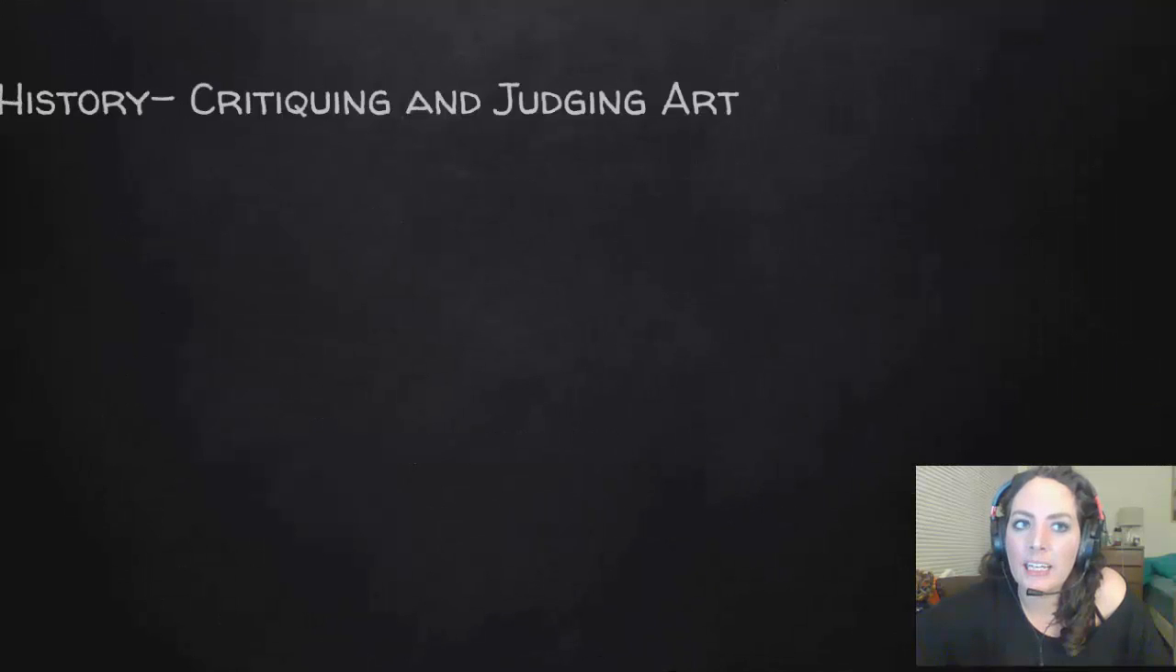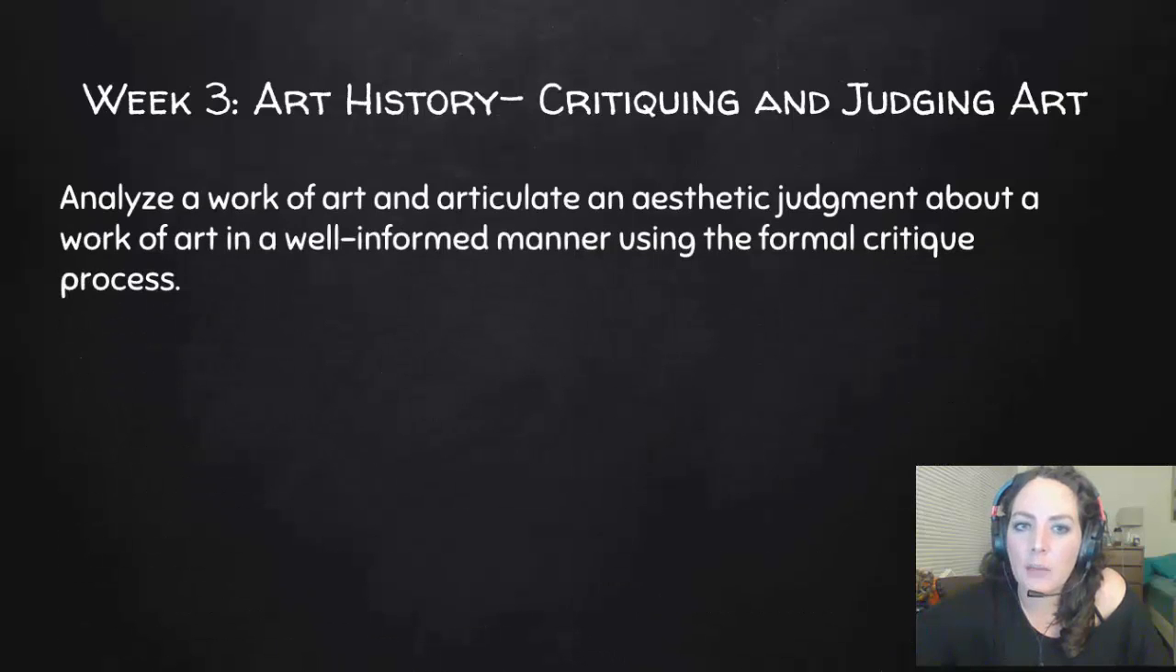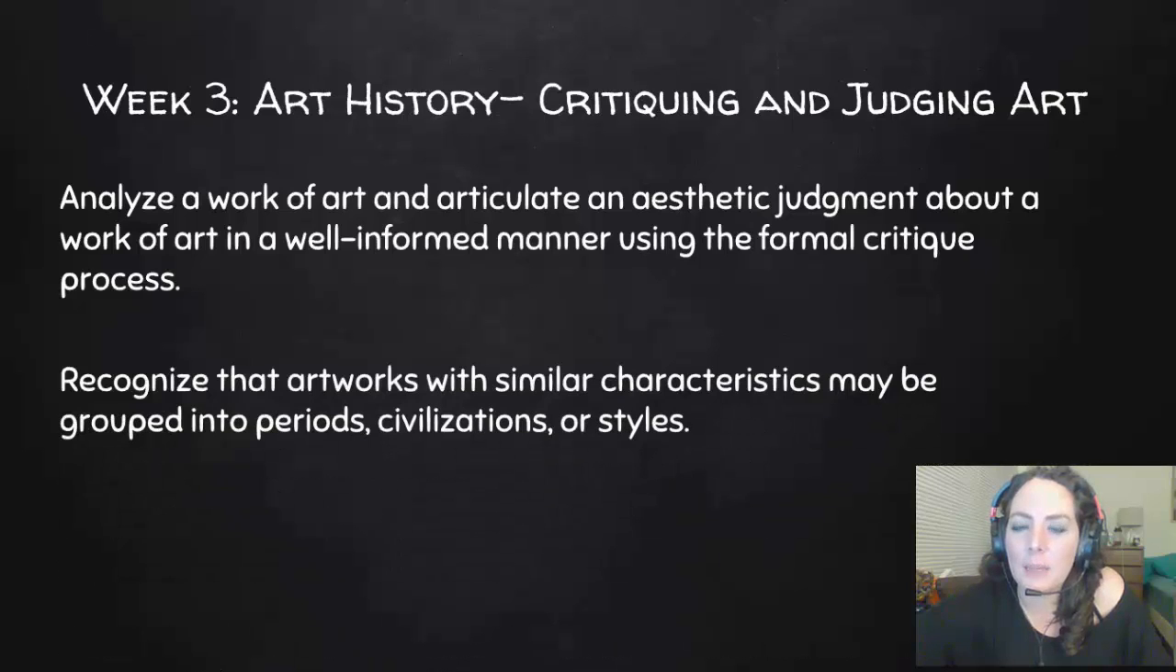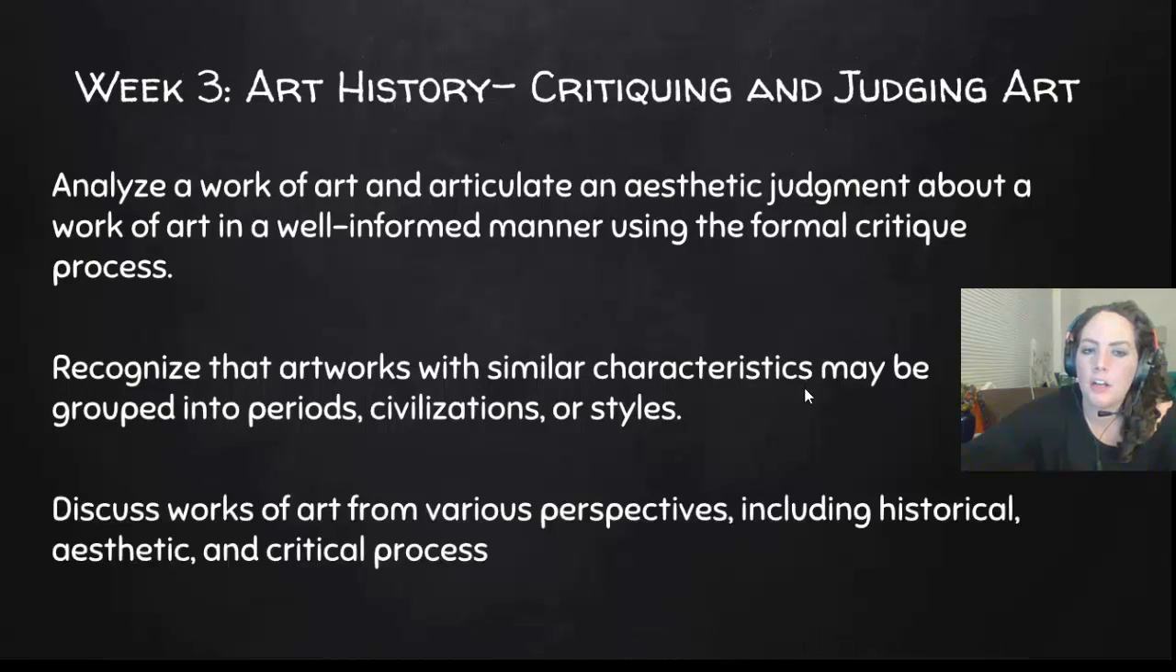During week 3, we're going to be talking about critiquing and judging art. So I want you to be able to use the formal critique process, and we'll cover that in a couple minutes. I want you to be able to recognize how art is grouped together. And then the last one is being able to discuss art from various perspectives, which is basically a fancy way of saying there's a lot more that goes into art than just the way it looks. So first we talk about the way it looks, so elements and principles of art, and then we're talking about what makes up art. We're going to cover this again and again throughout. I mean, these objectives here we're going to be covering every single unit.